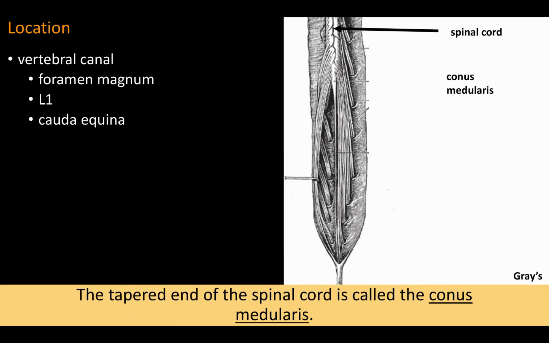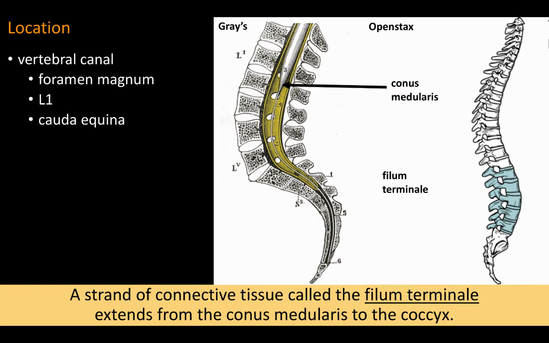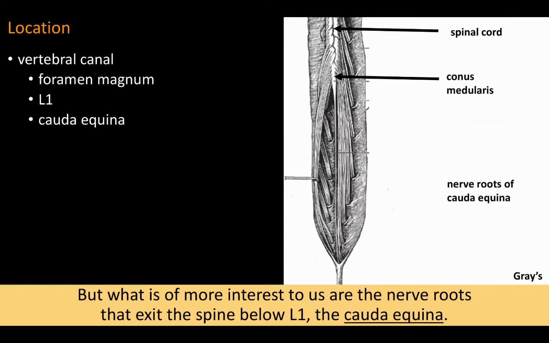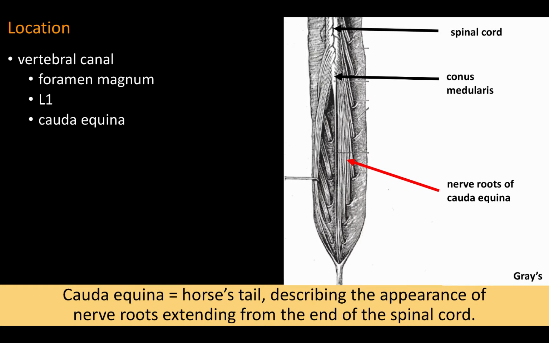The tapered end of the spinal cord is called the conus medullaris. A strand of connective tissue called the filum terminale extends from the conus medullaris to the coccyx. But what is of more interest to us are the nerve roots that exit the spine below L1, the cauda equina. Cauda equina equals horse's tail, describing the appearance of the nerve roots extending from the end of the spinal cord.